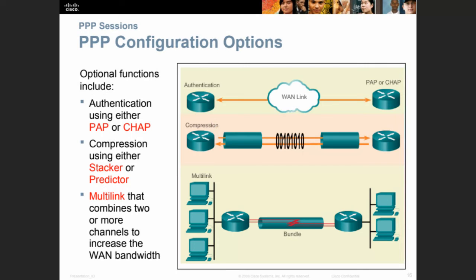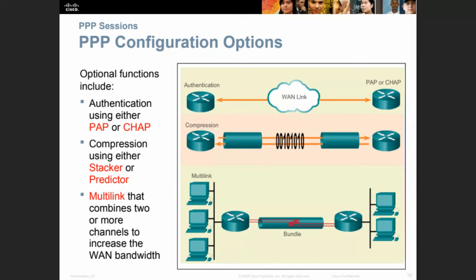There are optional functions for your PPP, which is the authentication. You can choose your authentication PAP or CHAP, and I just told you CHAP is more secure because it provides three-way handshake. The passwords are encrypted, and also the challenge is happening always. It's not only one-time authentication. No, it is continuous.